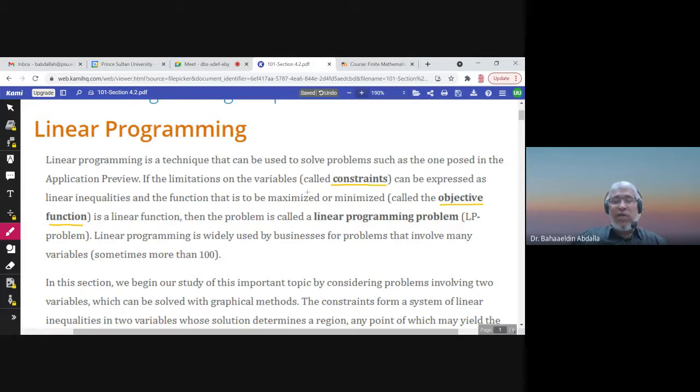So what are the constraints? These are the limitations we put on the variables, and usually they are in the form of inequalities. When the objective function is a linear function, we call this problem an LP problem, or linear programming problem.